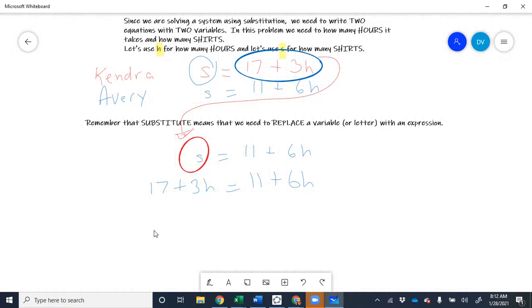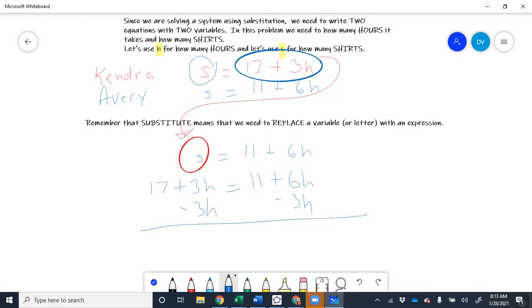Let me move that again. So we want to get the like terms together. It really doesn't matter which side. We can switch them later if we want to. But I want to get the H's, let's say, on the right-hand side. I'm going to do that by subtracting 3H from this side and subtracting 3H from that side. That's going to add up to 0.